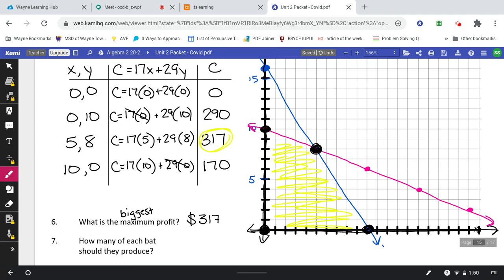Then when it says how many of each batch should they produce, you're going to look at your 317 and go all the way over, and that's how many of each you should make. Remember, 5, the x, represented the home run bats, and 8 represented the grand slam bats. So I'm going to say 5 home run bats and 8 grand slam bats.